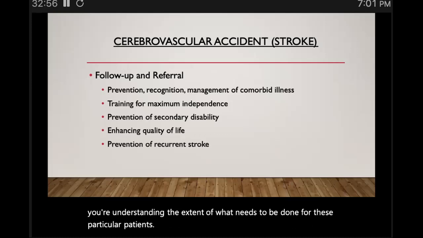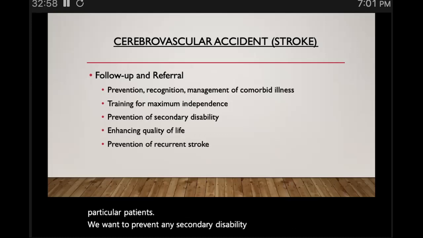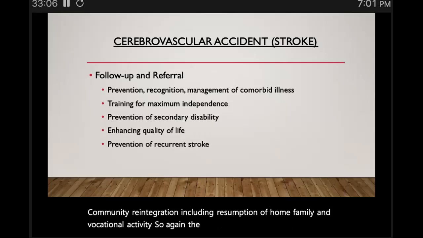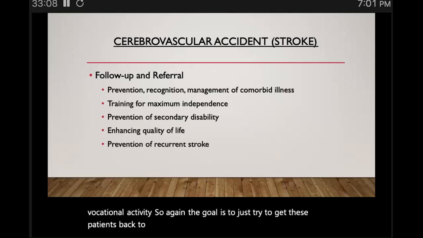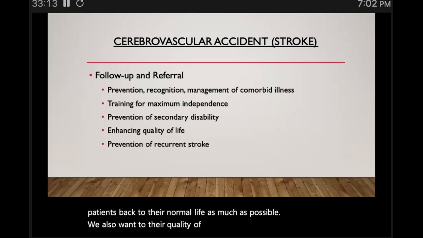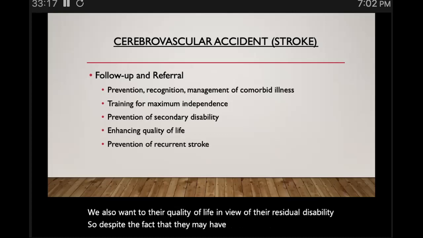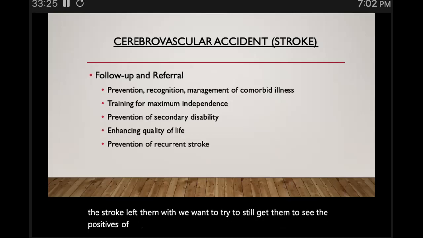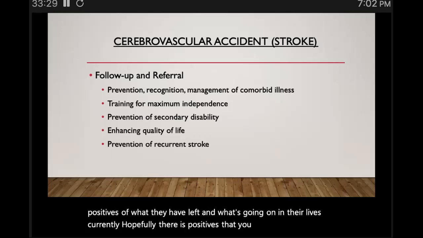We want to prevent any secondary disability by promoting community reintegration, including resumption of home, family, and vocational activities. So again, the goal is to just try to get these patients back to their normal life as much as possible. We also want to enhance their quality of life in view of their residual disability. So despite the fact that they may be disabled from whatever the stroke left them with, we want to try to still get them to see the positives of what they have left and what's going on in their lives currently. Hopefully there are positives that you can have them focus on.